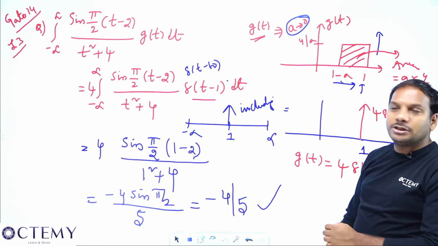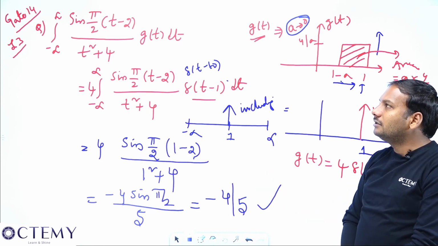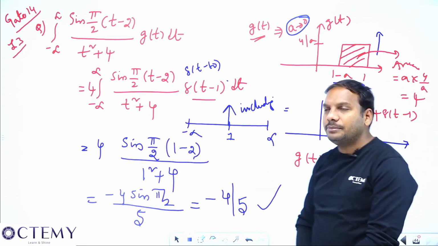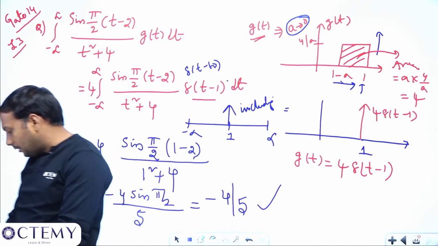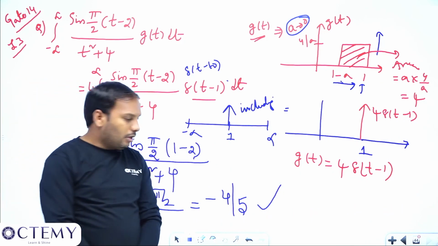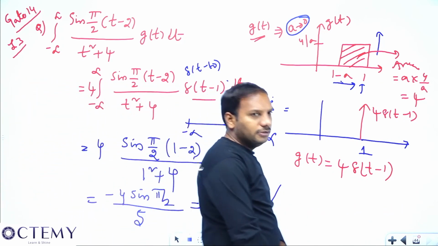So this is the toughest problem, a level 3 problem, as given in the GATE 2014 examination. So this is where you can expect some problems on these impulse function logics.